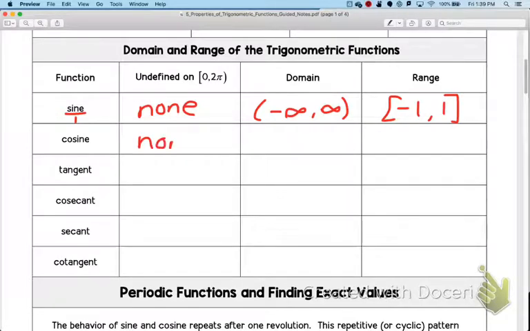Same thing for cosine. Again, that's just like having it over 1, so there are no restrictions to my domain or my denominator. So -infinity to infinity, and then -1 to 1.